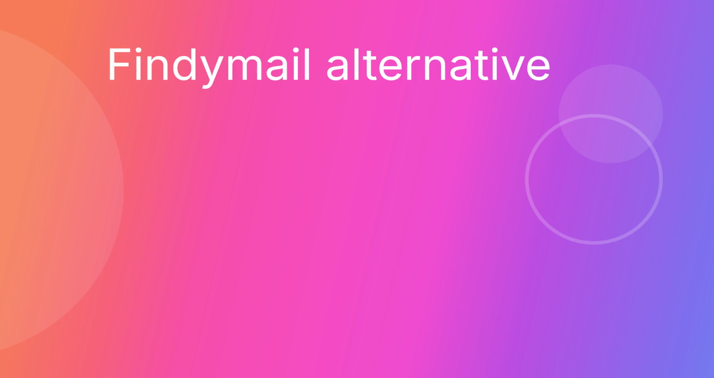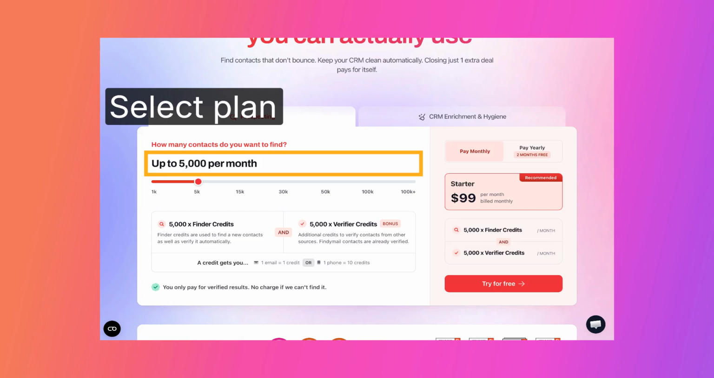In this video, we are going to see a Find-Email alternative that is cheaper and easier to use. Here we can see on Find-Email's pricing page that for $99 per month, you get up to 5,000 contacts per month, which is basically one email, or to get one phone number, you need 10 credits.